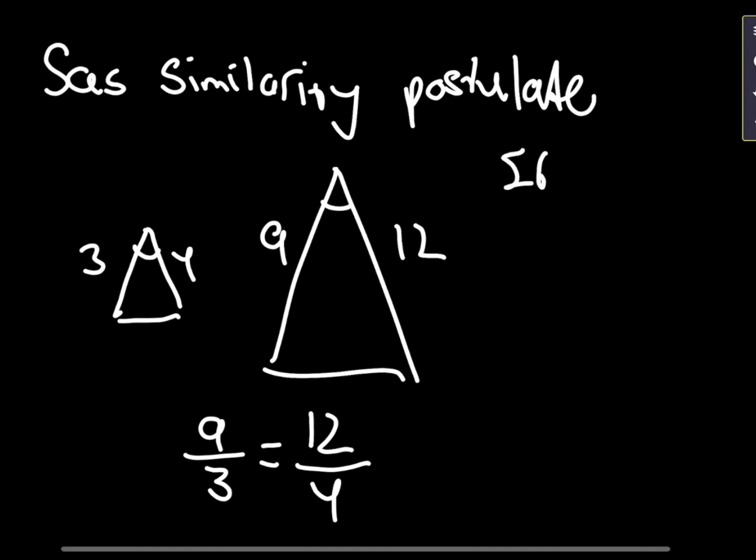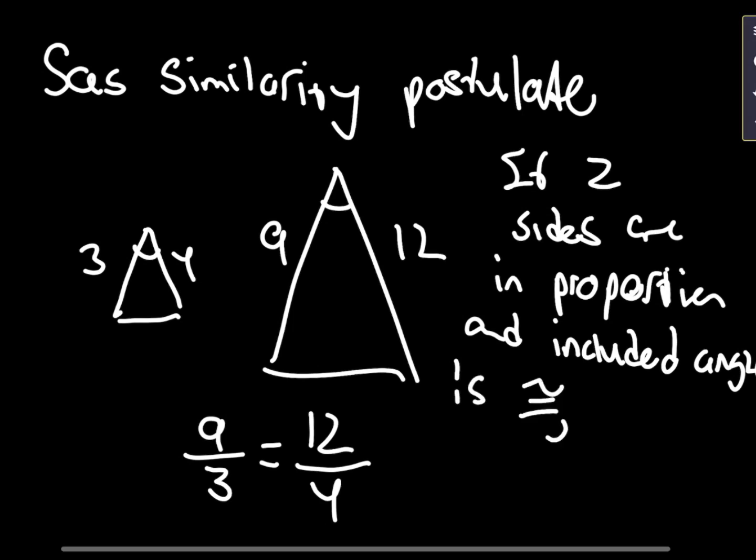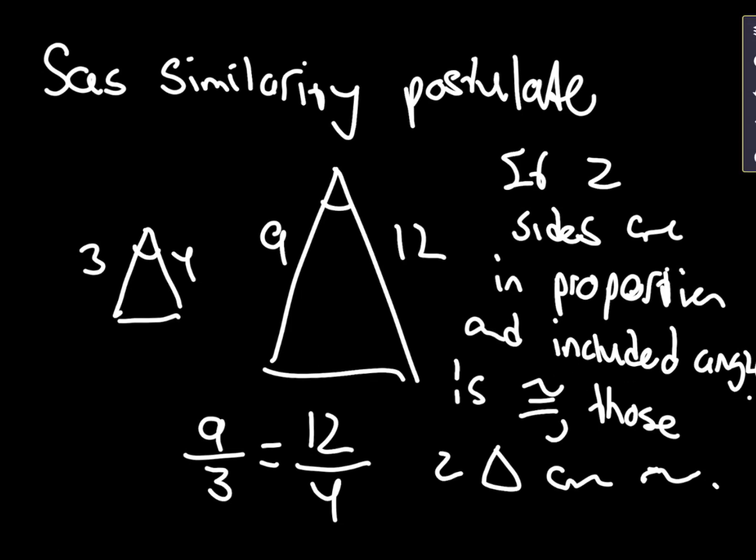So, if two sides are in proportion and the included angle is congruent, those two triangles are similar. Okay? So if two sides are in proportion and the included angle is congruent, then those triangles are similar.